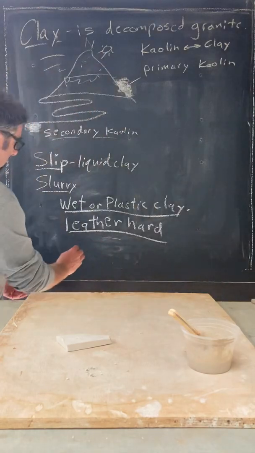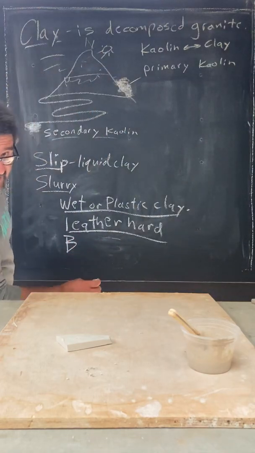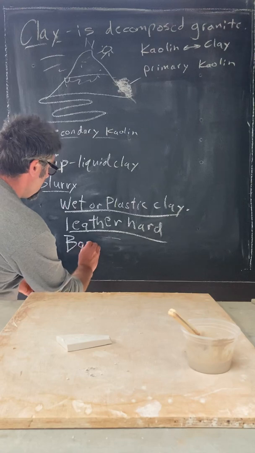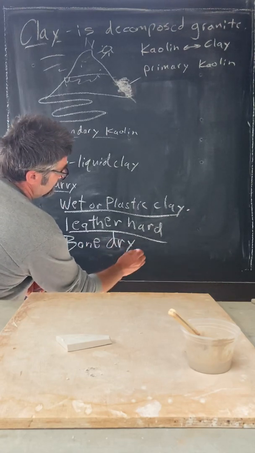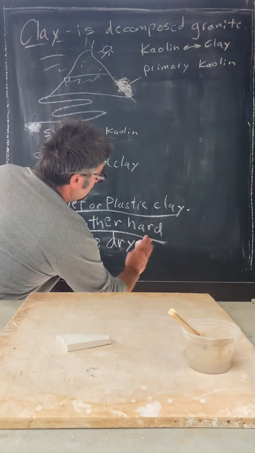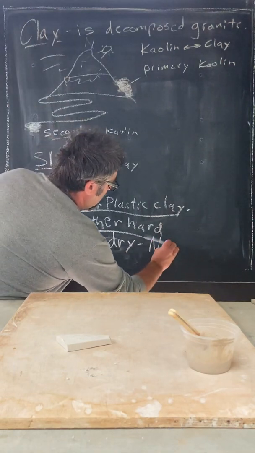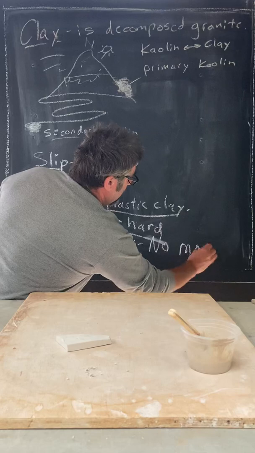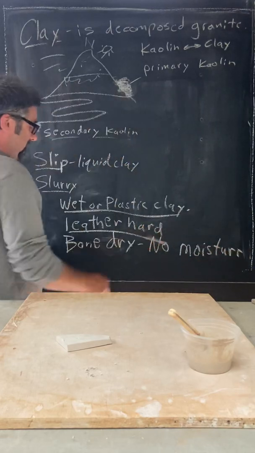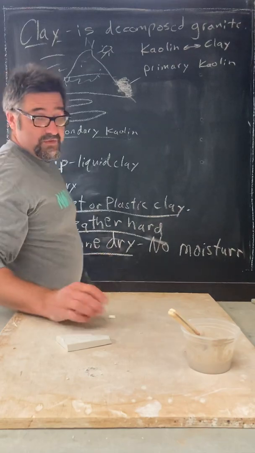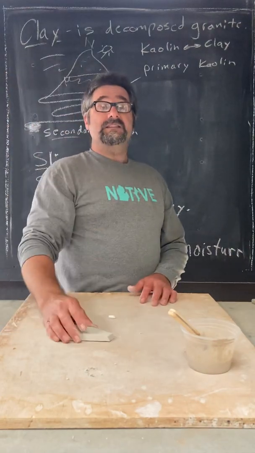So the last stage in terms of dryness is called bone dry. That is no moisture. There's no moisture left in the clay, very brittle. You don't want to work with clay when it's in this stage.